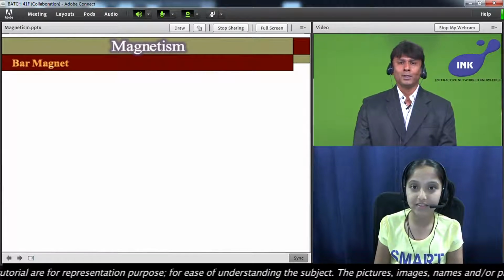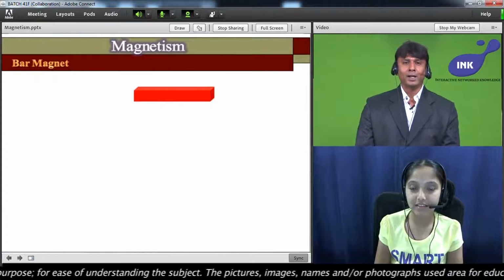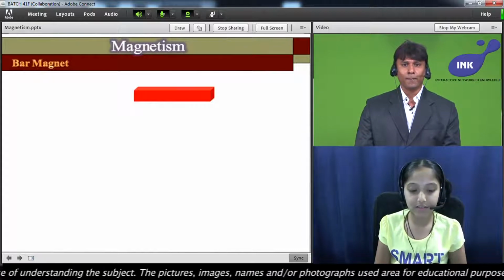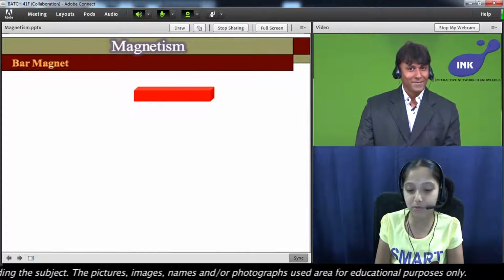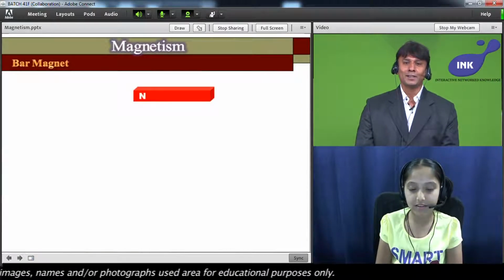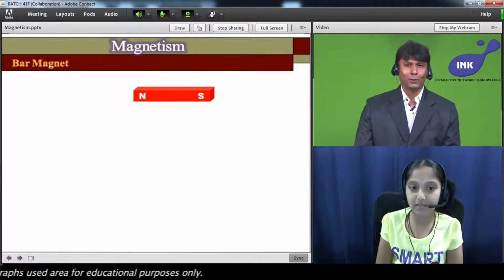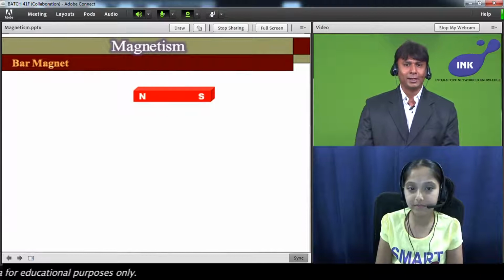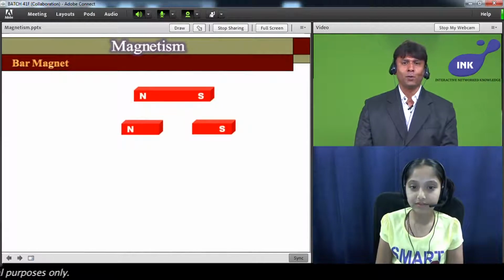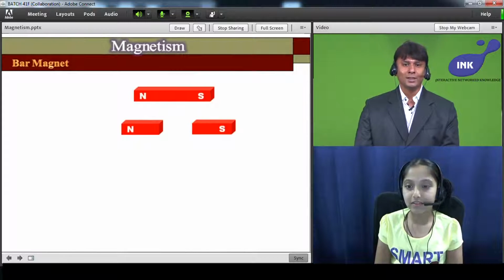Suppose I take one bar magnet. Tell me, Gloria, a bar magnet contains how many poles? A magnet contains two poles, sir. And these two poles are the North Pole and the South Pole. Right. Now suppose I don't like the South Pole, so I take a cutter, I cut it and I throw it. What will happen if it is separated? Nothing. Once again, this side will become South and the other side will become North.